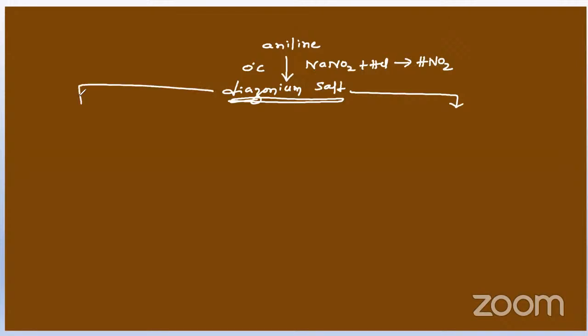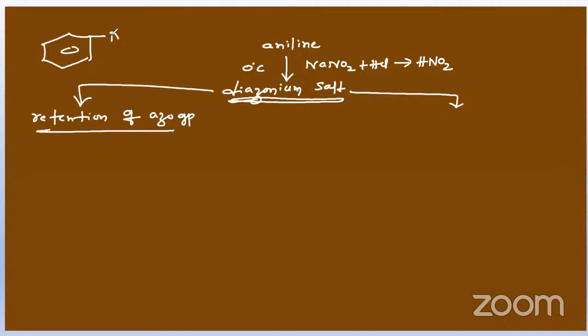One type of reaction is called retention of the azo group. What is the azo group? In benzene diazonium chloride, we write N2Cl. This N2 is called the diazonium group. These are also called coupling reactions.